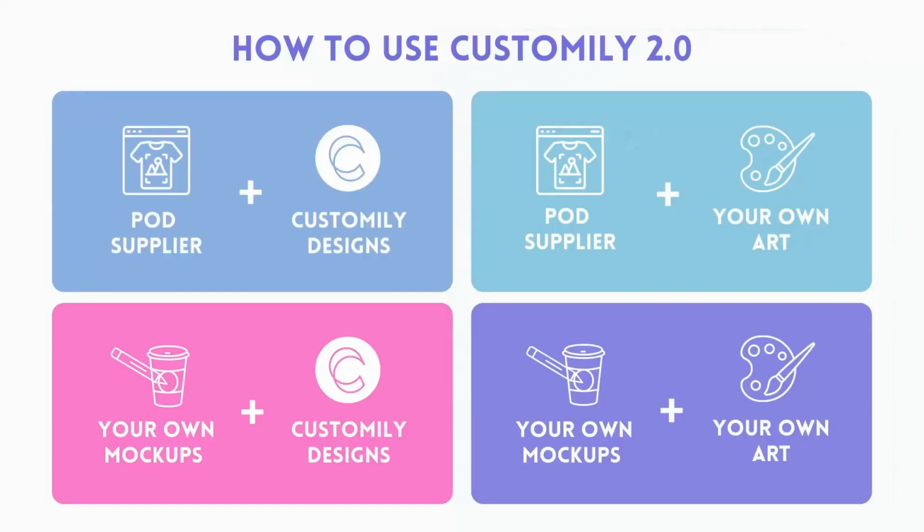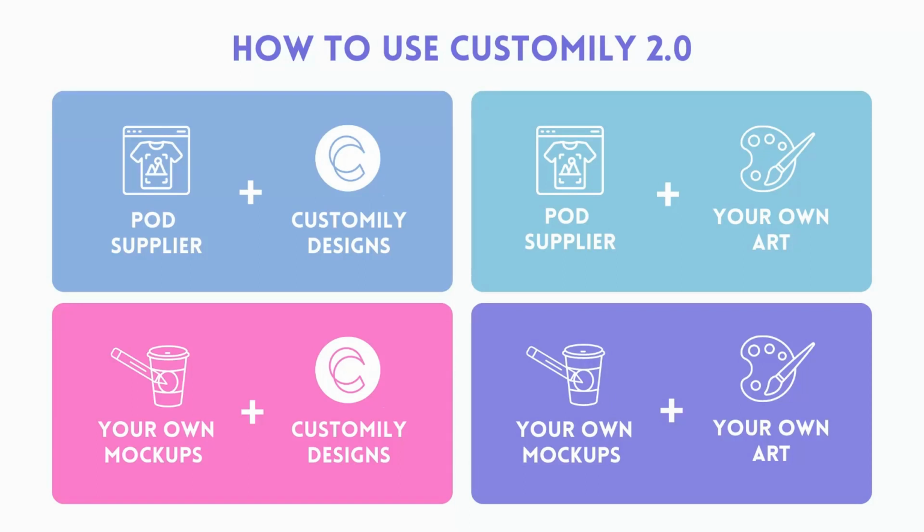So we can say that there are 4 different paths you can explore with Customily 2.0. You can follow along with this explanation and ask yourself those questions to see, what am I going to be selling? Do I have new products? Do I have existing products? Do I have my designs? Will I use Customily designs? Will I be using print-on-demand providers? Asking yourself those questions will take you to these possible scenarios.